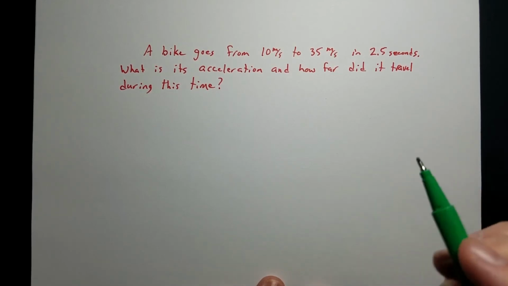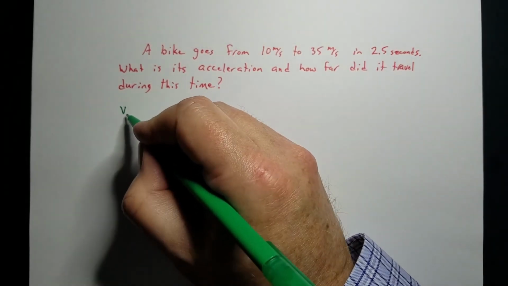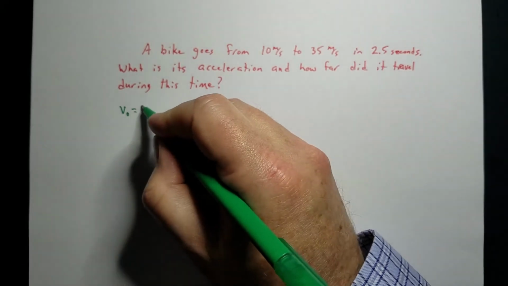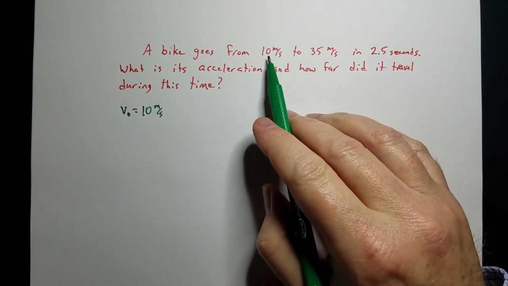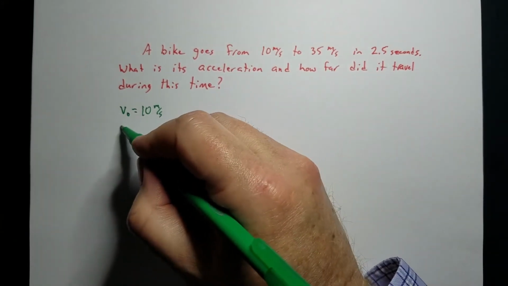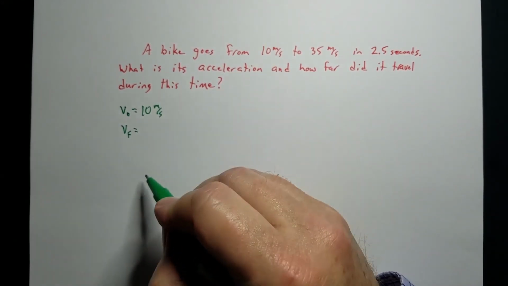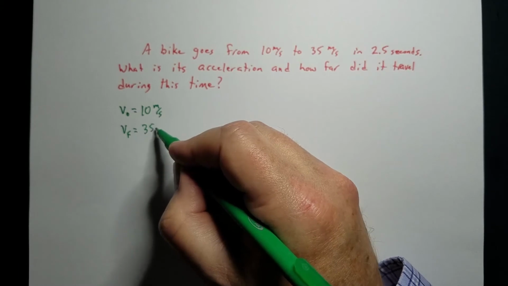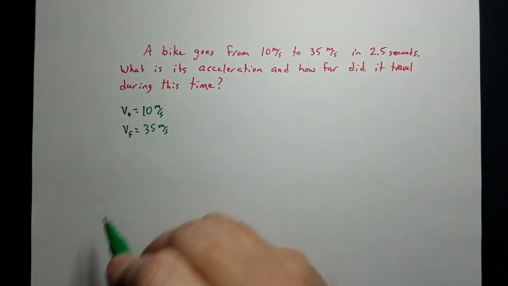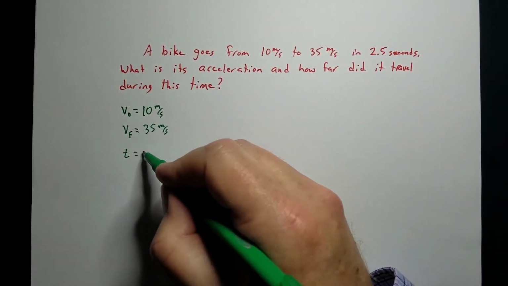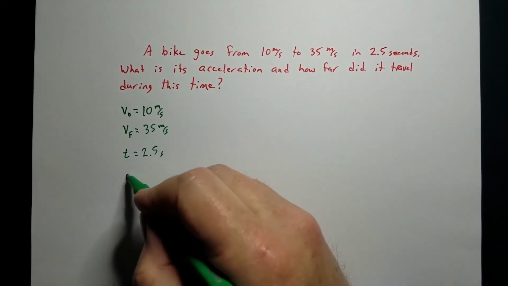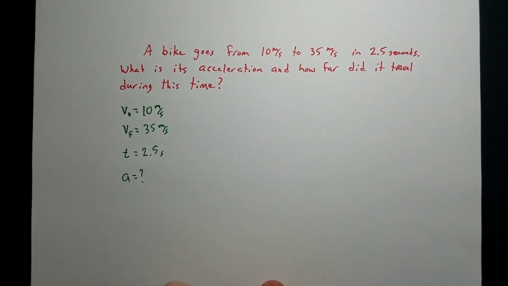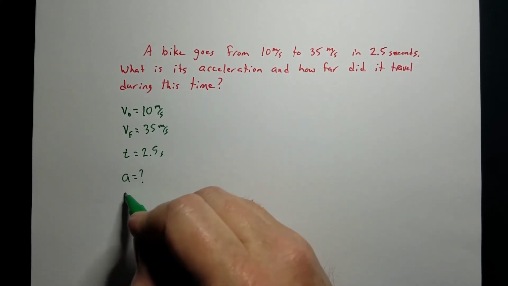So let's see what we got to work with. Our original velocity is 10 meters per second, because it went from this to that. Our final velocity is 35 meters per second. Our time is 2.5 seconds. And we're looking for acceleration, and we're looking for the distance that it traveled.